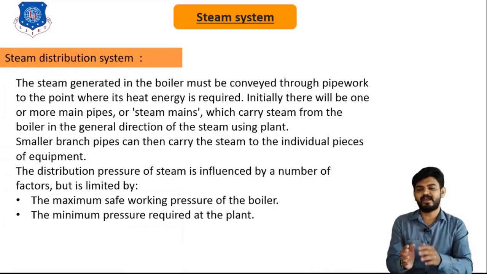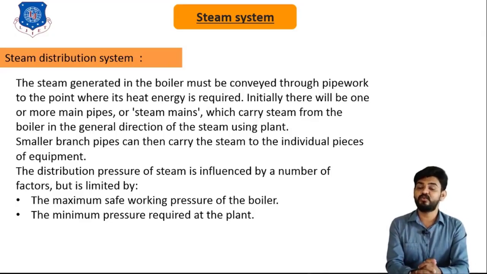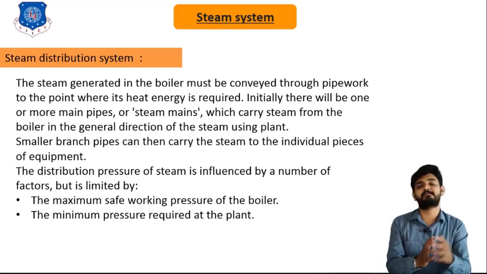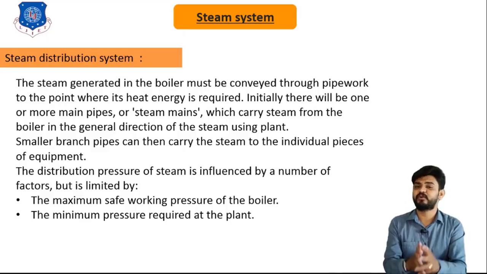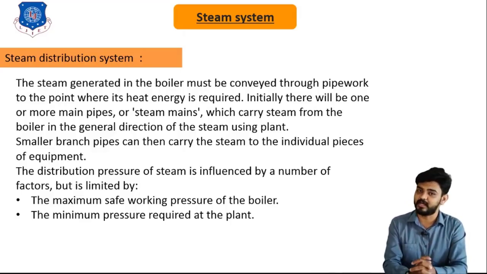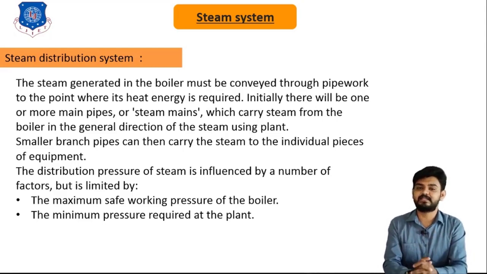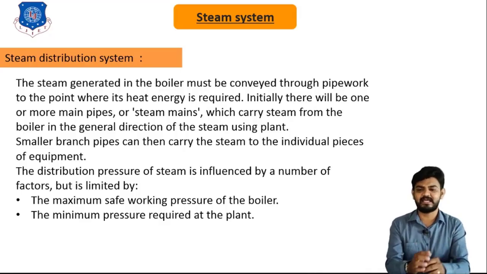So here what we are saying is that smaller branch pipes can then carry the steam to individual pieces of equipment. The distribution pressure of steam is influenced by a number of factors, but here we are limiting them to two. One is the maximum safe working pressure of the boiler, and another one is the minimum pressure required at the plant or at the application.